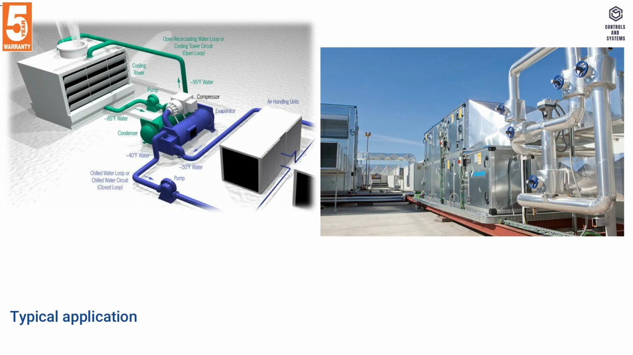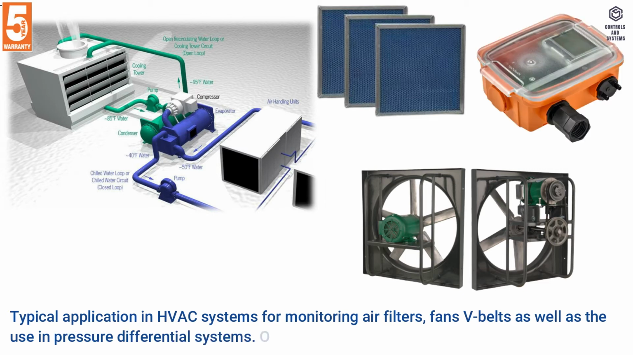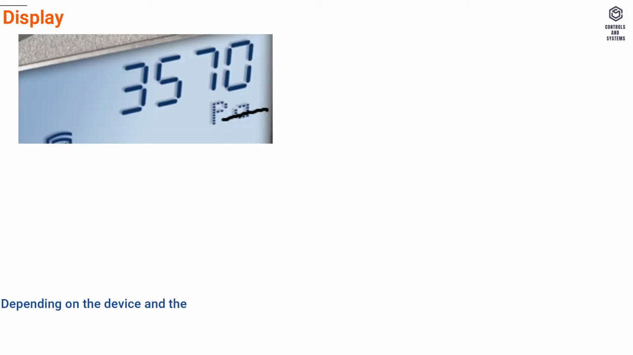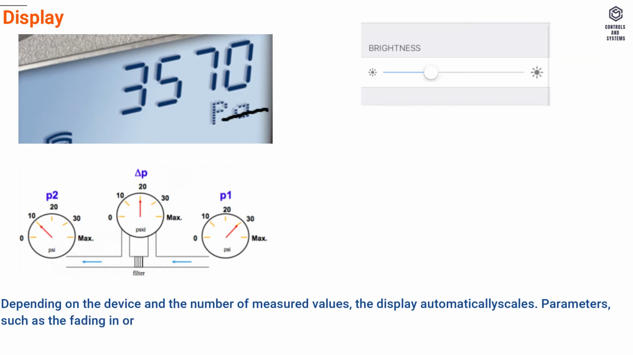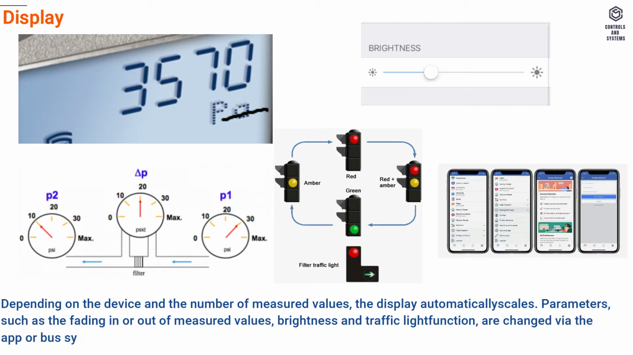Typical application in HVAC systems for monitoring air filters, fans, V-belts, as well as the use in pressure differential systems. Options available with LCD display. Operating controls and indicators. Display depending on the device and the number of measured values. The display automatically scales. Parameters, such as the fading in or out of measured values, brightness and traffic light function, are changed via the app or bus system.